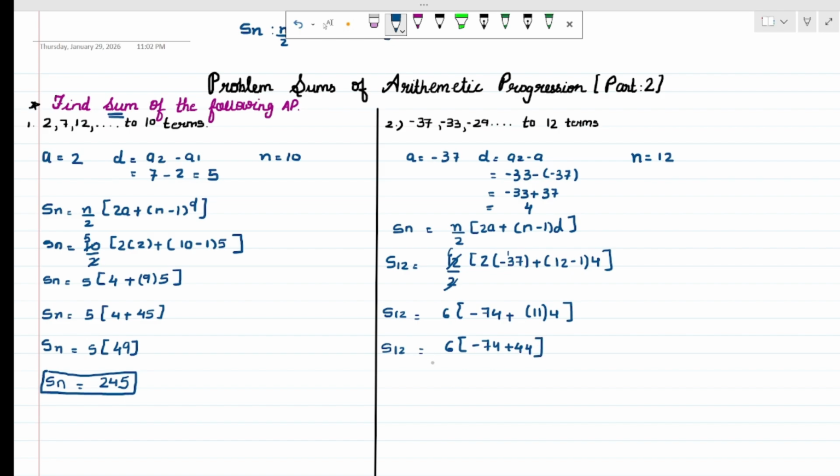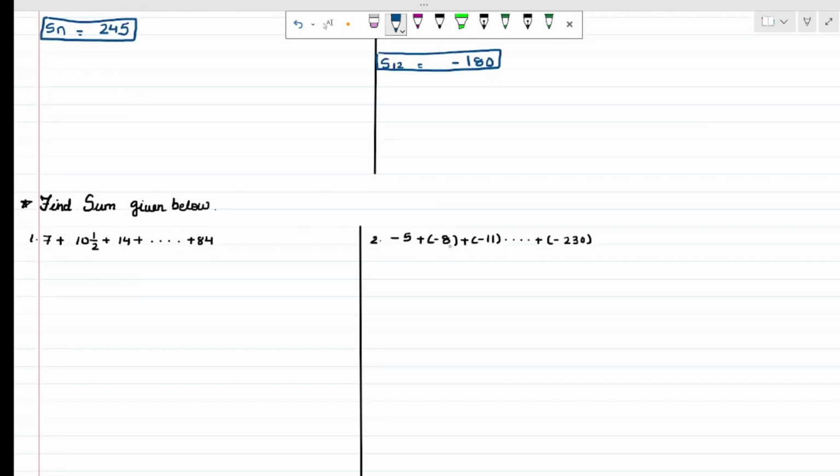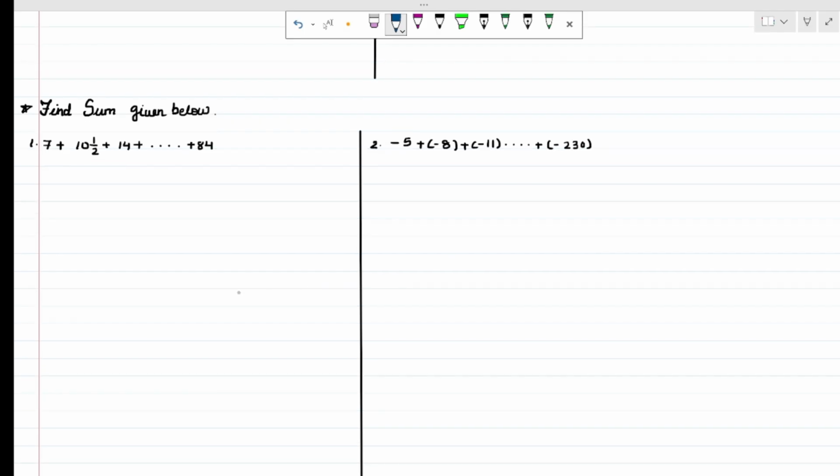Now just solve this. S12 is equal to 6 times, plus minus minus, that means 74 minus 44 gives you 30. Positive or negative? It will be negative as my larger number is having the negative sign. So S12 is equal to minus 180. Keep your answer in the box. This way you can find out the sum of the first 12 terms of your given AP, even if it is in negative numbers. Okay, moving on to the next sum.